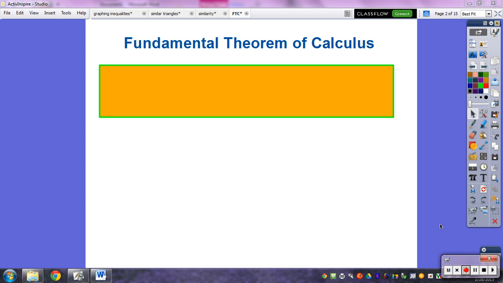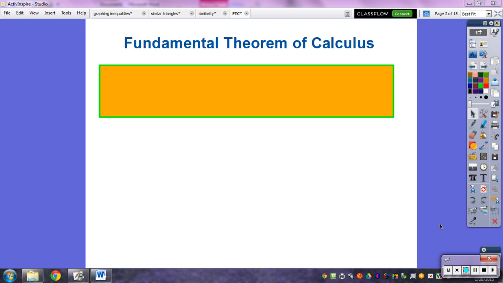Hello, this is Mrs. Taylor, and I'm going to introduce you to the fundamental theorem of calculus. This theorem was discovered by Newton and Leibniz around the same time, and basically what happened was both of these historic figures in math and science discovered a connection between integration and differentiation.